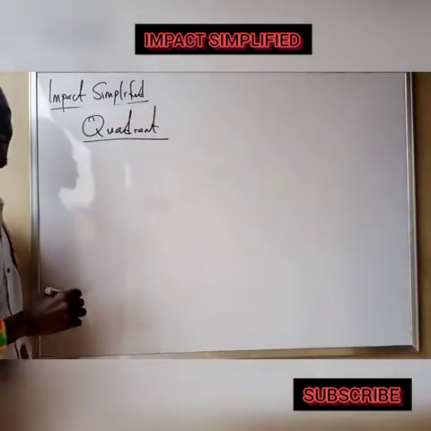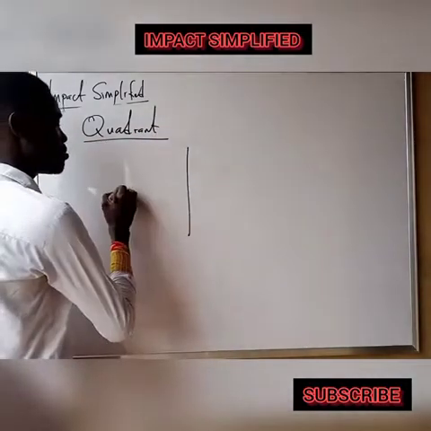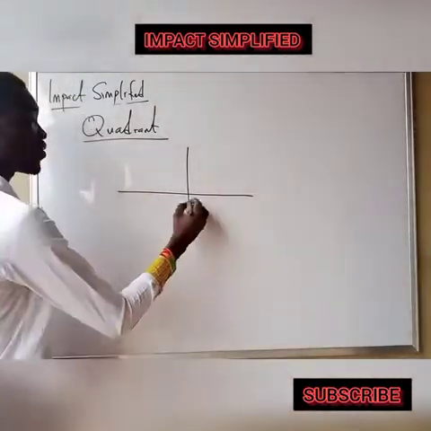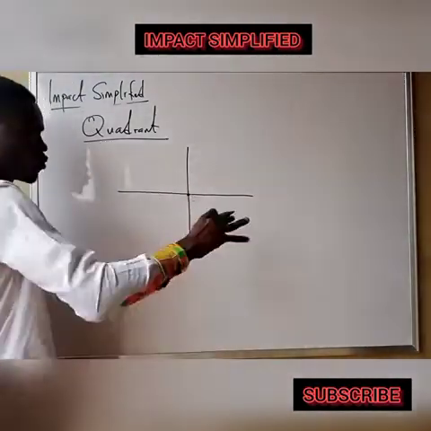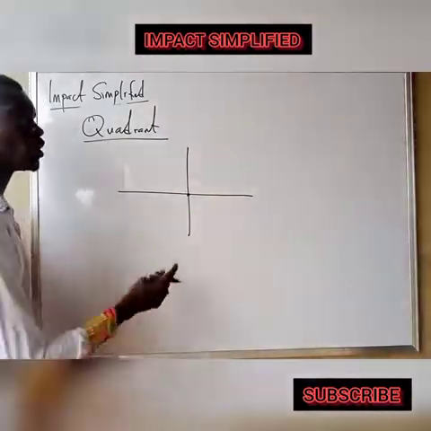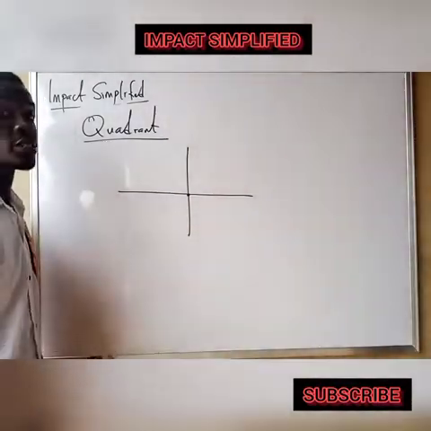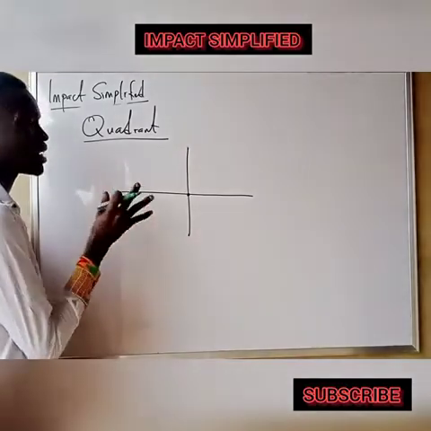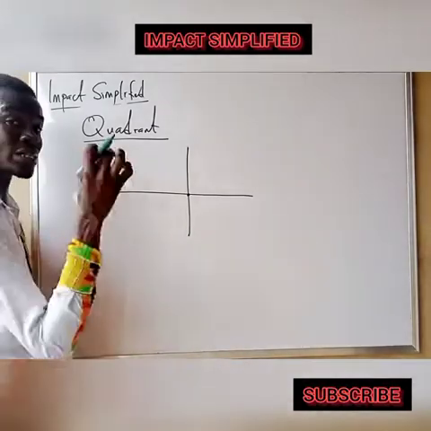So what is the meaning of quadrants? Quadrant simply means 4. That means we are dividing a point into 4 different segments. So when we are talking of a point, what is the angle around a point? That is 360. But there are a lot of things we want to look at under the quadrants.